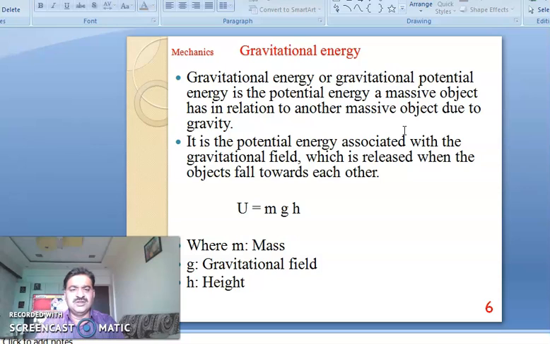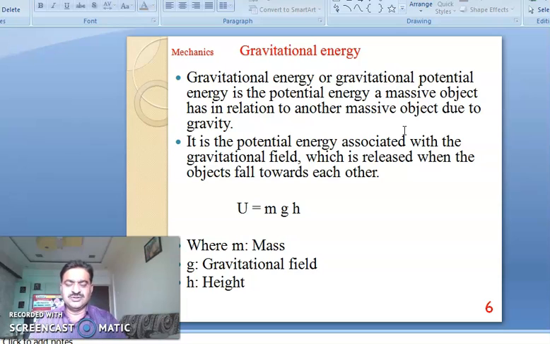Gravitational energy, or gravitational potential energy, is the potential energy a massive object has in relation to another massive object due to gravity. It means it is the potential energy associated with the gravitational field, which is released when the objects fall towards each other.